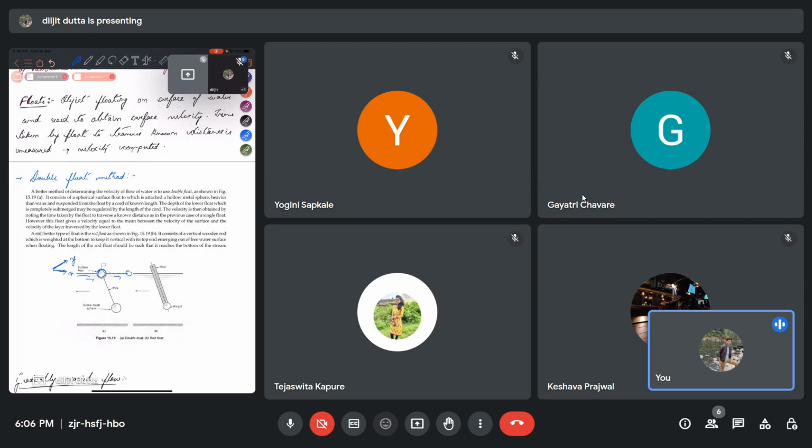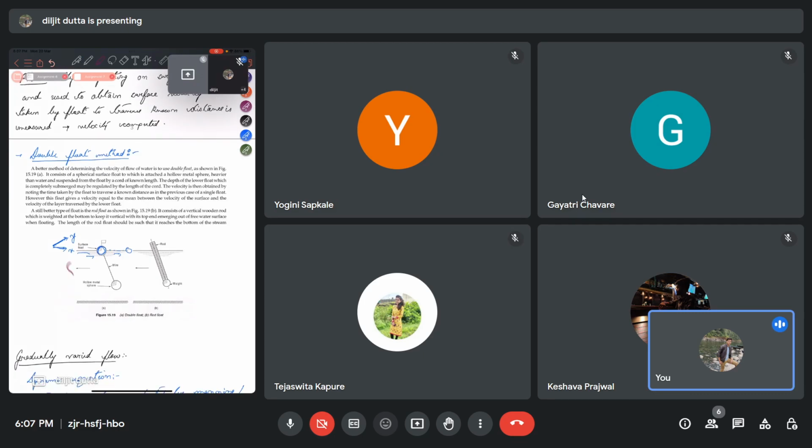There is one more thing called a double float method. It is a more accurate method for measuring flow. So what is the principle of the double float method? This is a double float that is shown here. It consists of a spherical float to which a hollow metal sphere heavier than the water is suspended by a cord of known length. So the hollow metal sphere is connected to the float by a wire, and we know the length of the wire. The depth of the lower float, which is completely submerged, may be regulated by the length of the cord. The velocity is obtained by noting the time taken by the float to traverse a known distance.